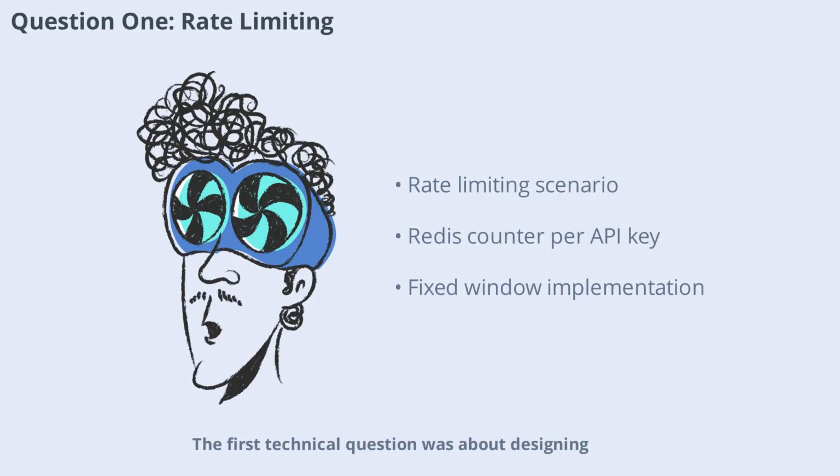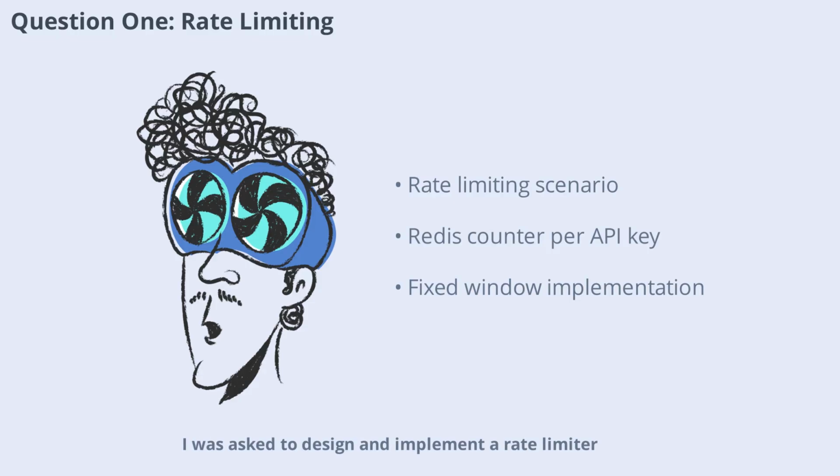theory. The first technical question was about designing a rate limiter for their public API. The interviewer described a scenario where a few large customers were hitting the API at volumes that degraded performance for everyone else. I was asked to design and implement a rate limiter.